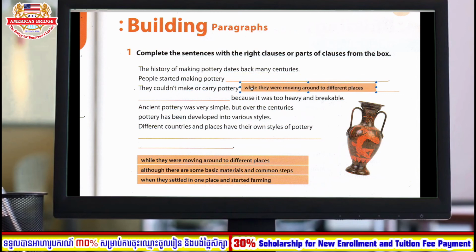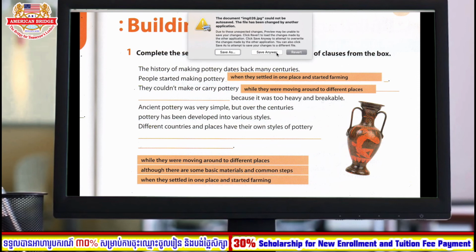Okay, I think this should be this one. While the other information, when they settle in one place and start farming, is supposed to be the first one right here. Okay, so does it make sense? People started making pottery when they settled in one place and started farming. Okay, they couldn't make or carry pottery while they were moving around to different places because it was too heavy and breakable, right? It fits correctly here. Okay, 7.